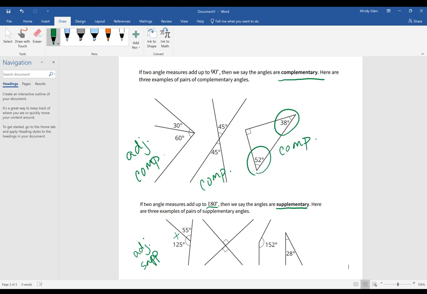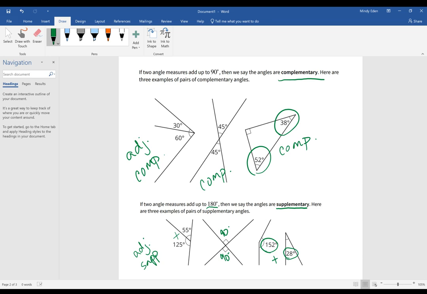My second example, there's no numbers, but remember that box means 90 and this box means 90. So 90 plus 90 is also 180. And on my third example, these angles aren't even touching, but that's okay. I've got 152 degrees plus 28 degrees is equal to 180. So that would be supplementary.